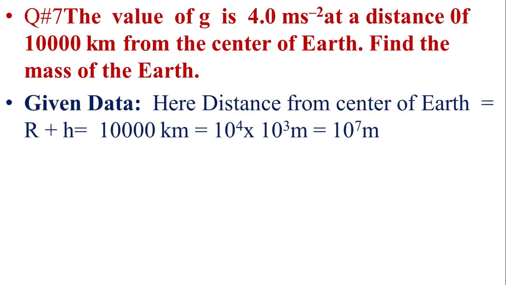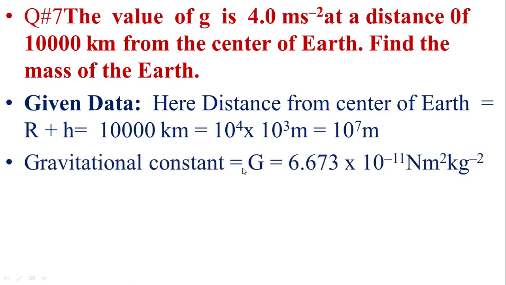The given data: the distance from the center of Earth, its orbital radius. So orbital radius is equal to R plus h. So R plus h is equal to 10,000 kilometers. 10,000 means 10 raised to power 4 multiplied by 10 raised to power 3 kilometer. Adding both values, the final answer of R plus h is equal to 10 raised to power 7 meter.